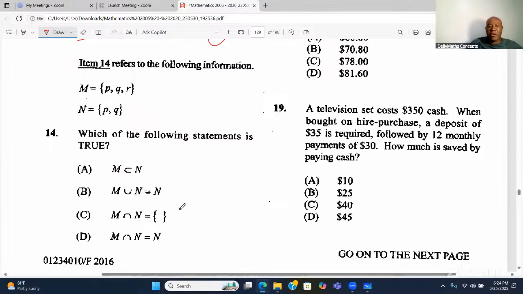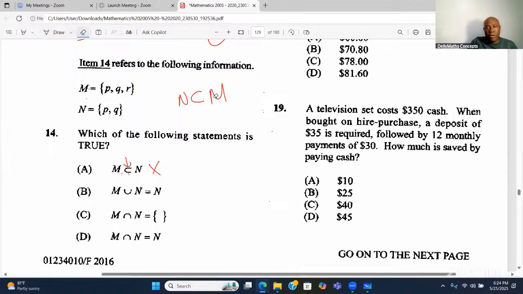So don't rush your questions. Read it through. That's what I'm going to do now. It says M is a subset, and you read from left to right. M is a subset of N? No, M is not a subset. It's the other way around. This is actually N is the subset of M because N is inside of M. So this is incorrect.